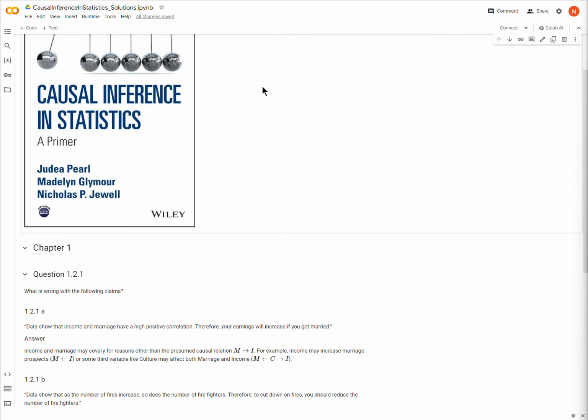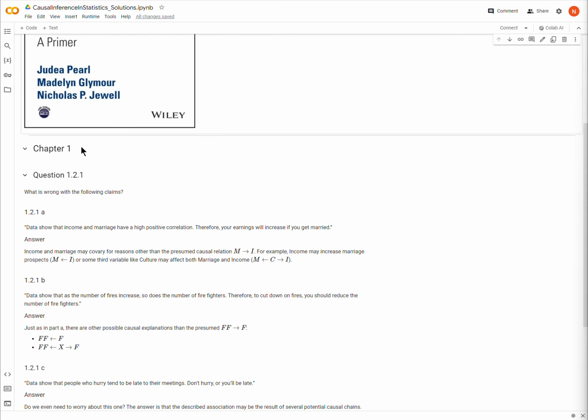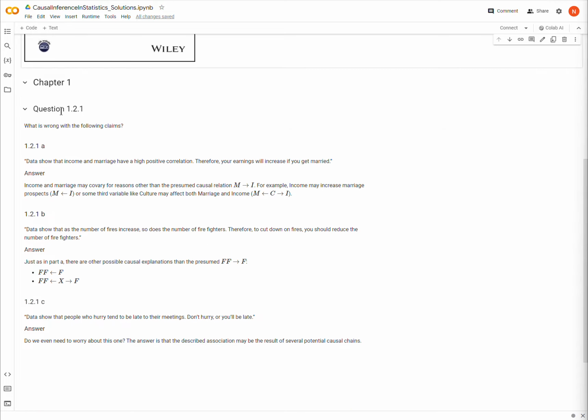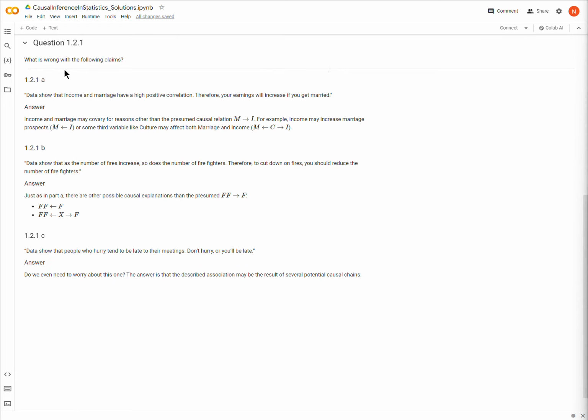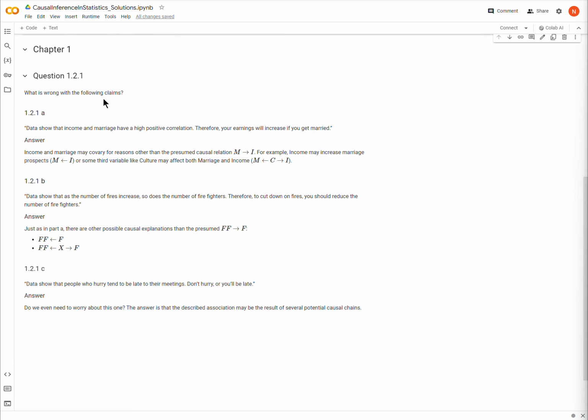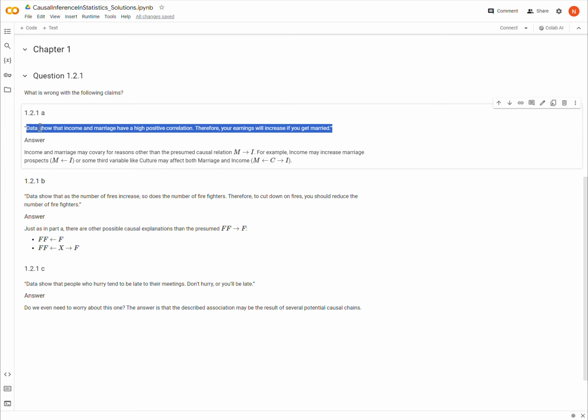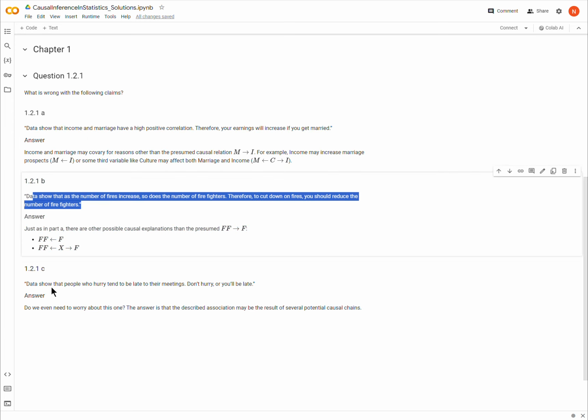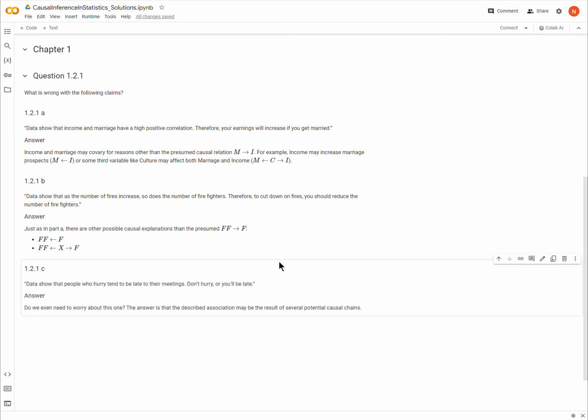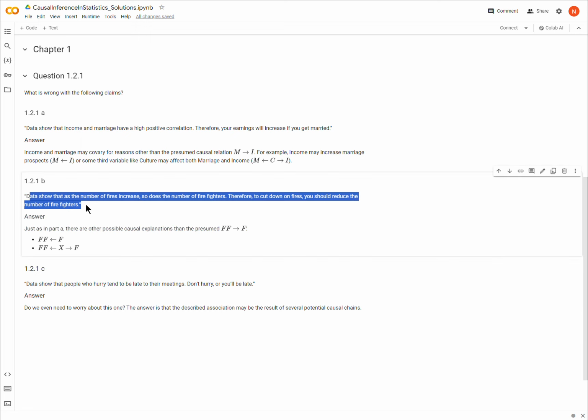Assuming that you are following along in the book, let's get going. So we're starting in chapter 1, and the first question is question 1.2.1. So it asks, what is wrong with the following claims? And so here are the different claims. Here's one of them, here's the next one, and here's the next one. Okay, and I won't read all of these, but let's just go to B here.